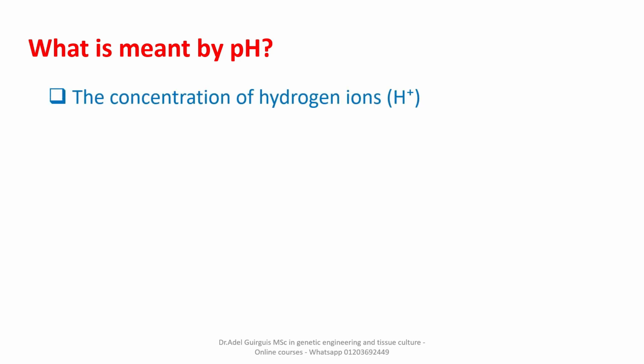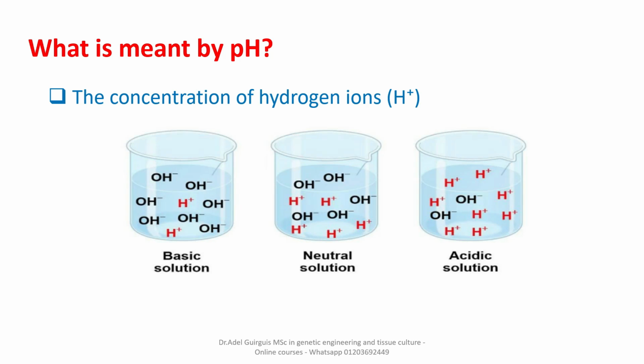What is meant by pH? pH is a term that expresses the concentration of hydrogen ions, H+. For a basic solution, there is little hydrogen ion concentration in the beaker. For neutral, there is an equal number of H+ and OH-, while for an acidic medium, more protons are released than hydroxyl ions.